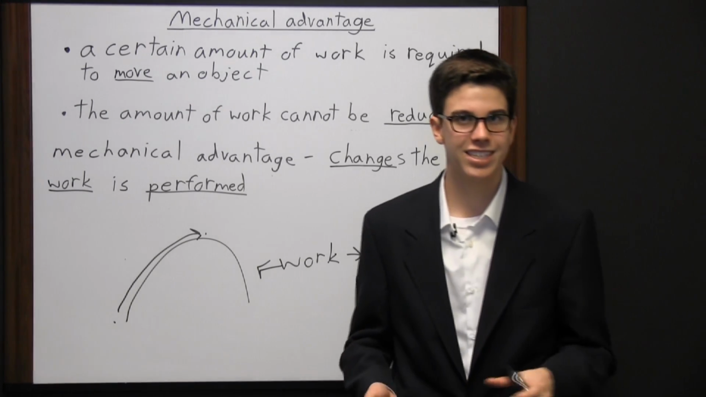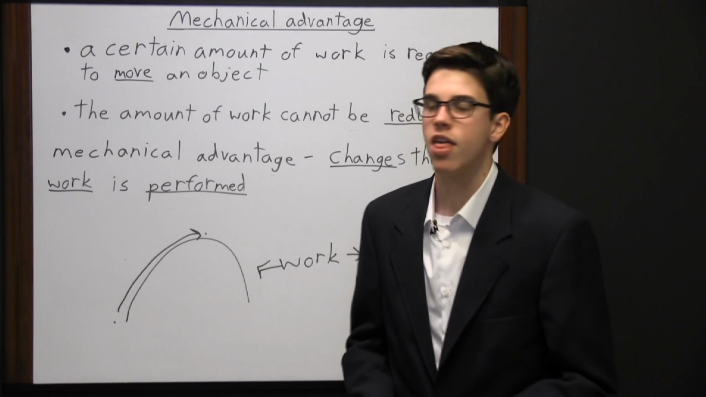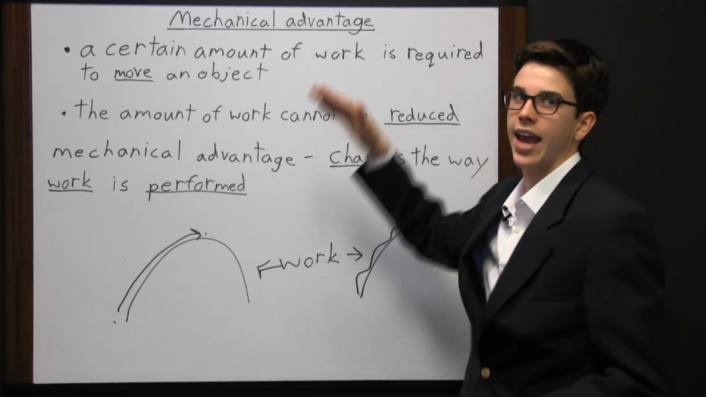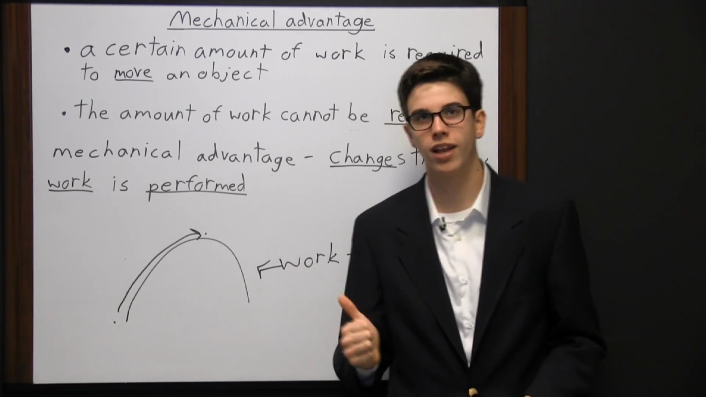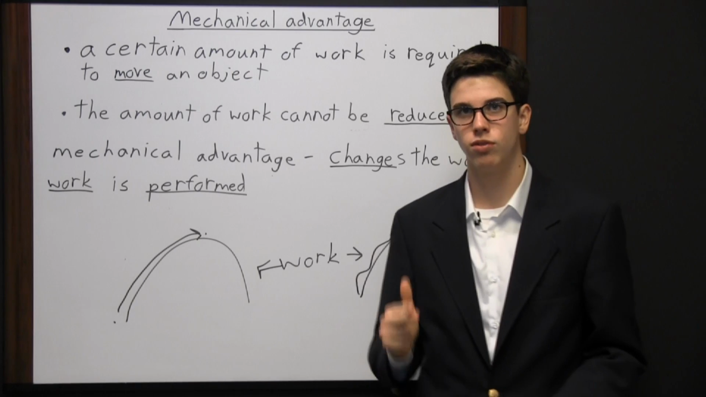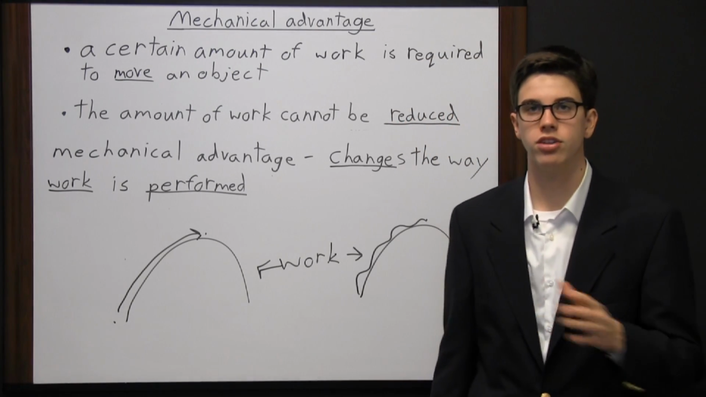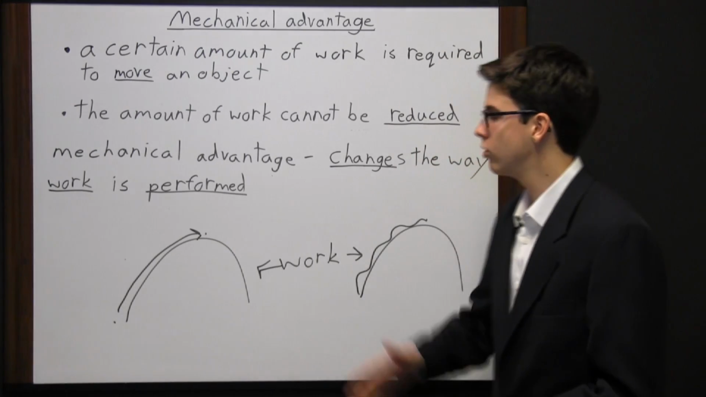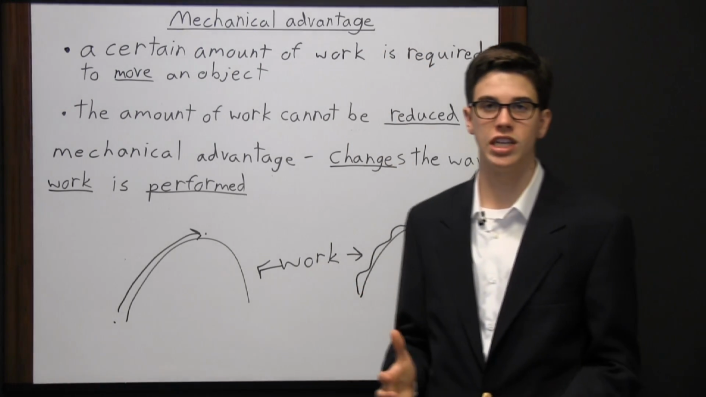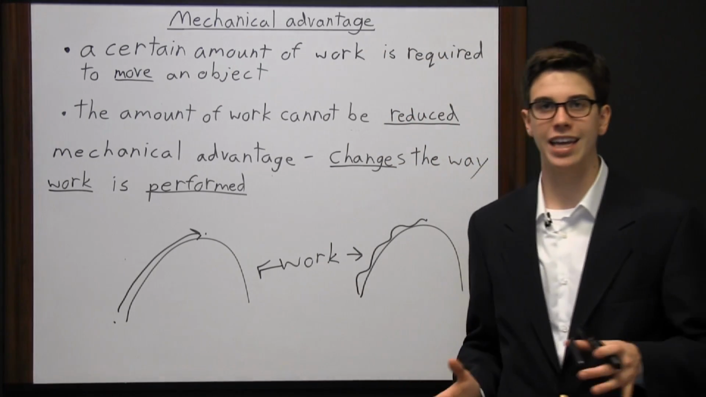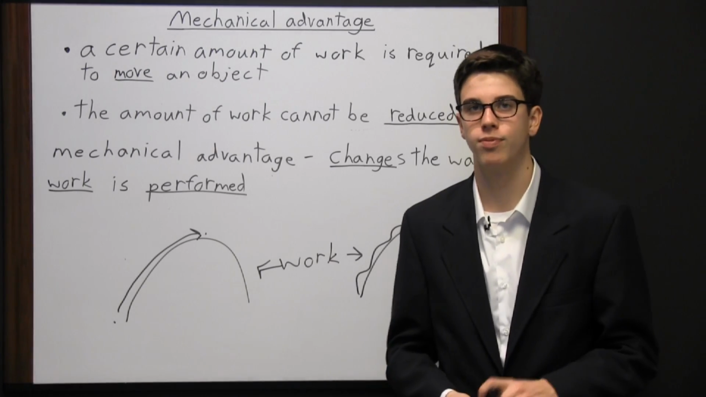There are basically 6 different types of simple machines that use the concept of mechanical advantage. Those are the inclined plane, the lever, the wheel and axle, the pulley, the wedge, and the screw. Those 6 simple machines use mechanical advantage, and they can be combined together to gain even more mechanical advantage.